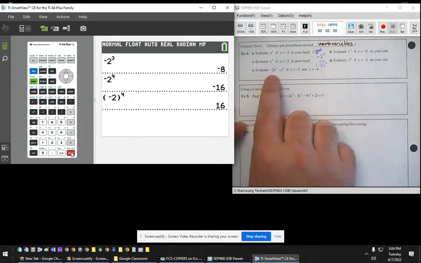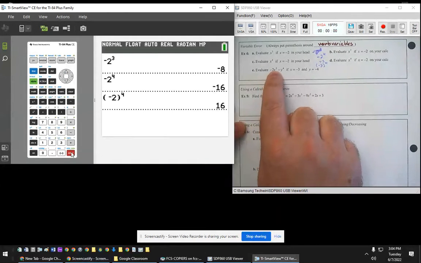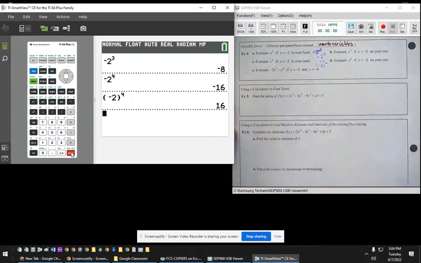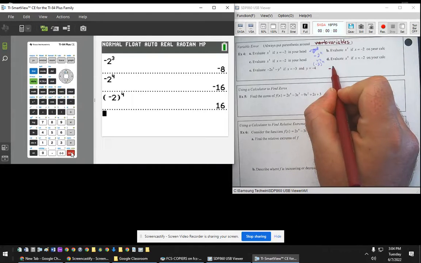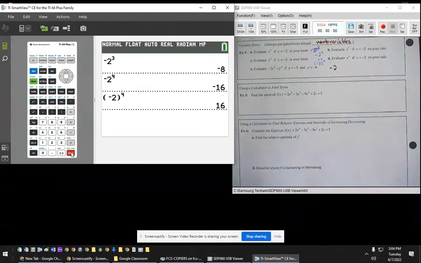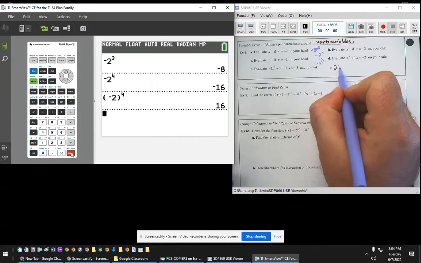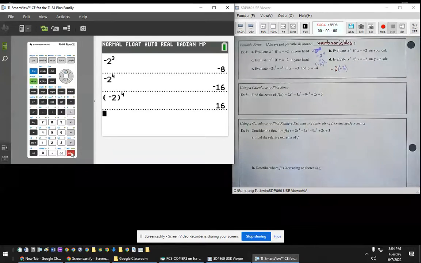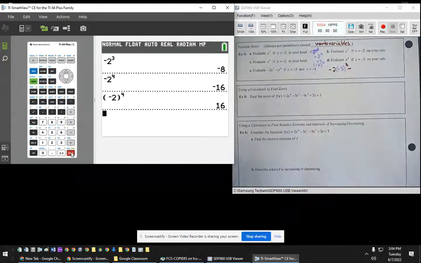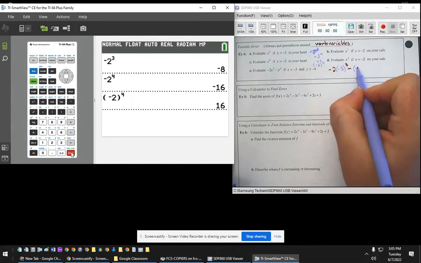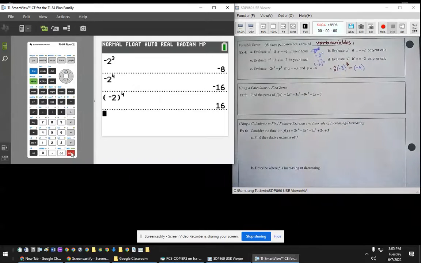So if I was to clean this up, if I wanted to do negative 2x to the third minus y to the fourth, everywhere that I see a variable, I'm going to input that with parentheses. So negative 2, x is negative 3 to the third, subtract y is negative 4 to the fourth.